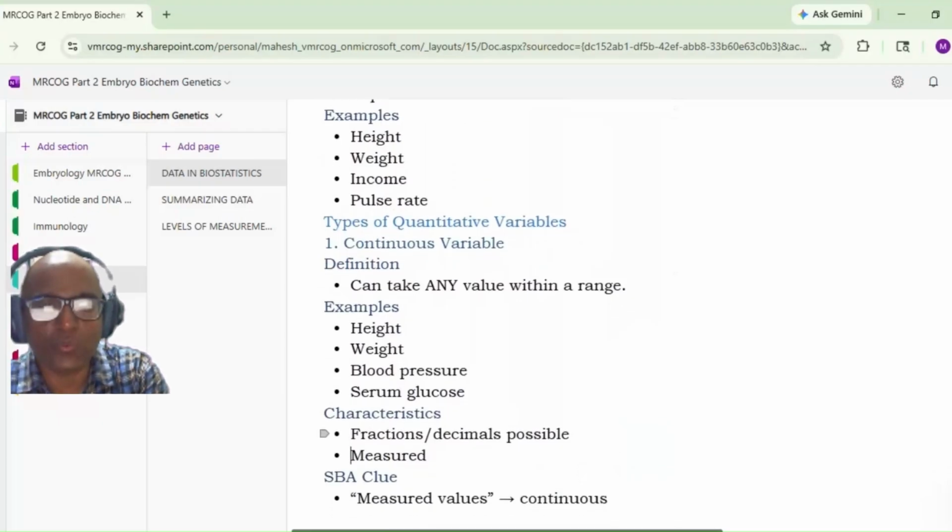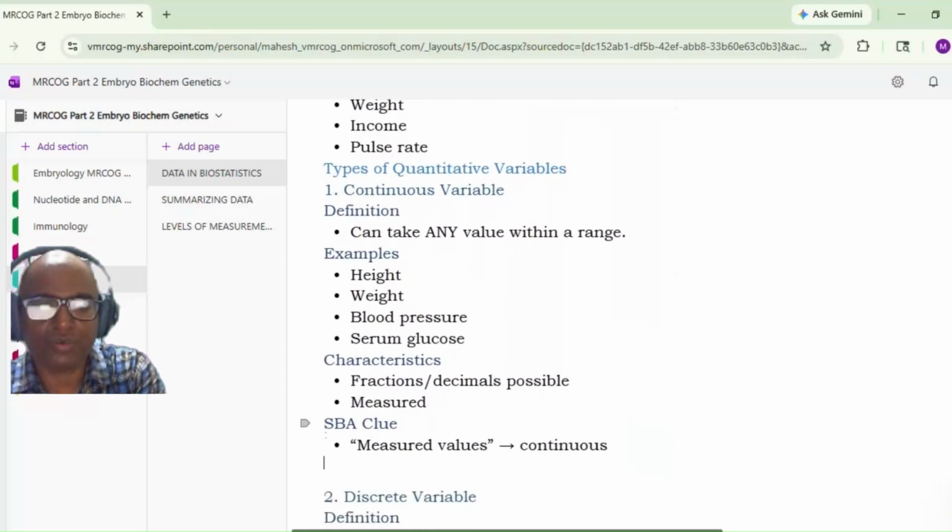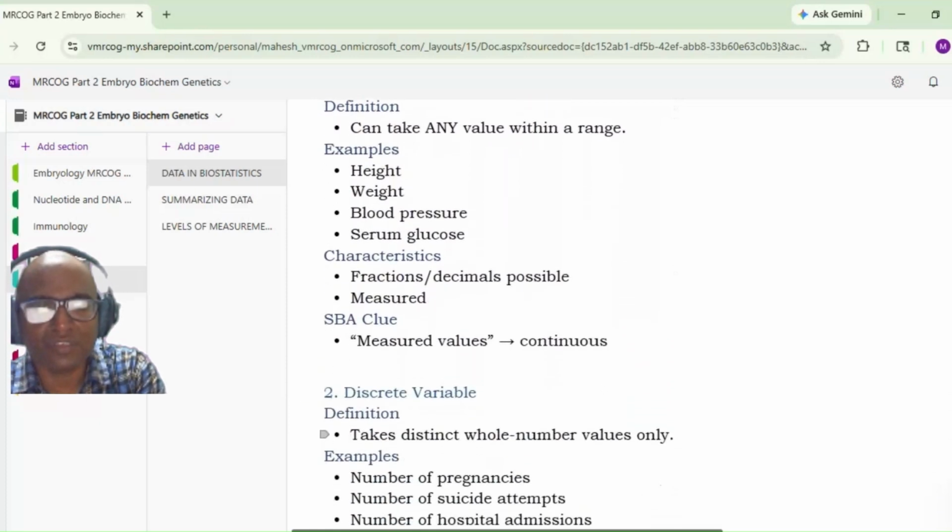Examples are height, weight, blood pressure, serum glucose, etc. The characteristic is that fractions or decimals are possible here, and this can be measured. So a quantitative continuous variable may be in fractions or decimals, and it can be measured. So these are the measured values. That is the continuous type of variable.